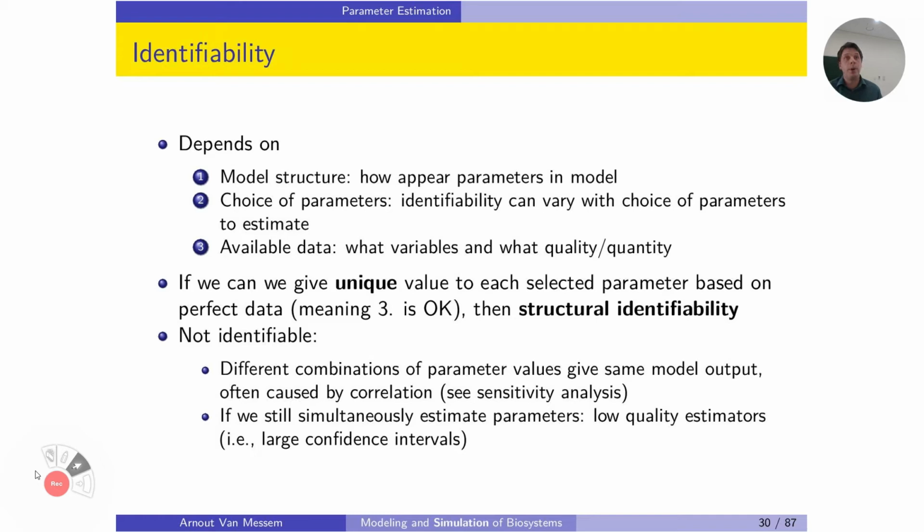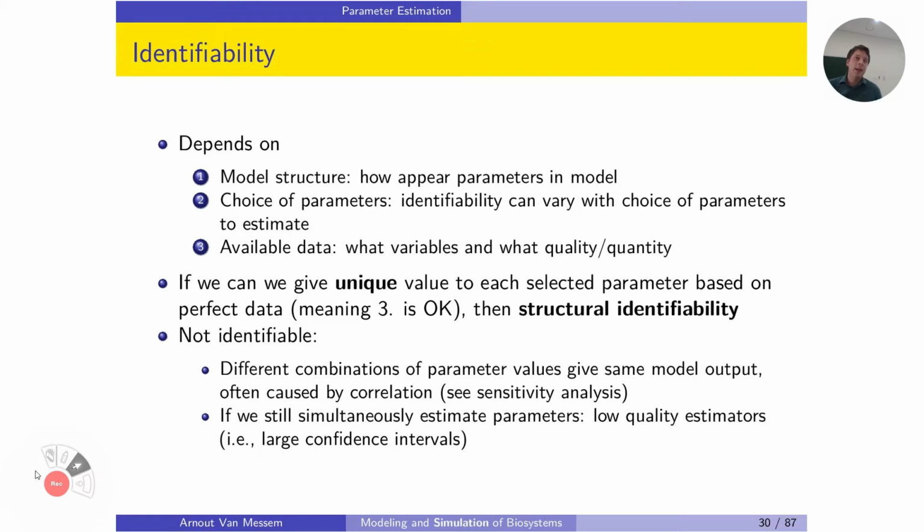And it will depend on the data that we have. Because we use the data to estimate our parameters, we have to have data with sufficient quality and sufficient quantity. So there has to be sufficient information in our data set that we can uniquely determine a solution.